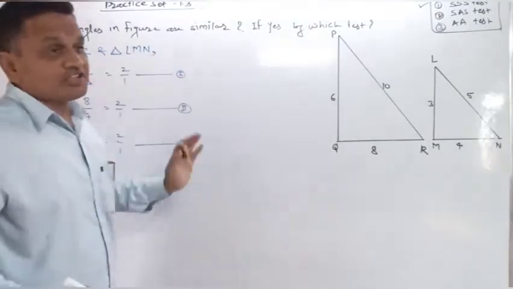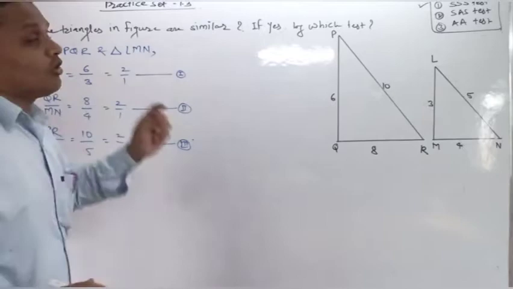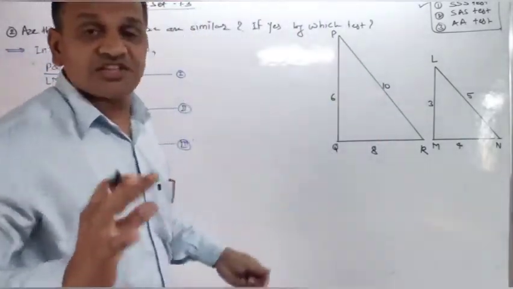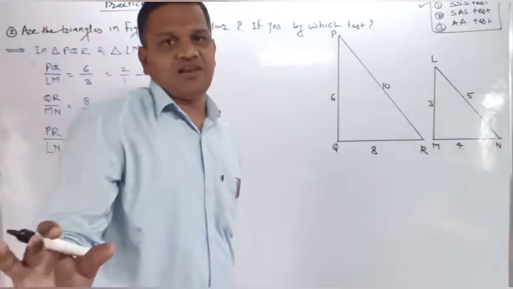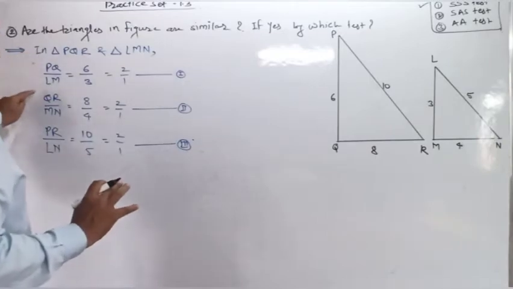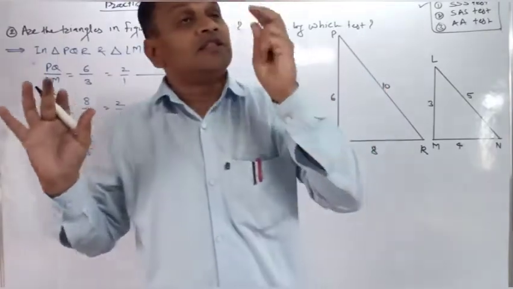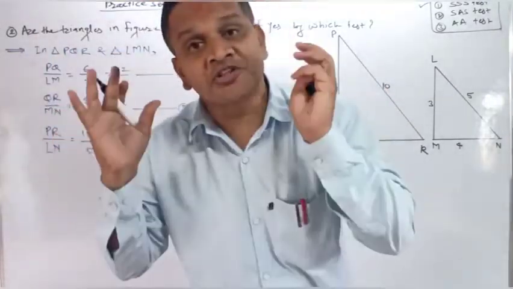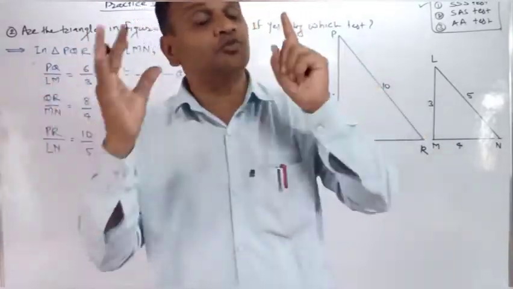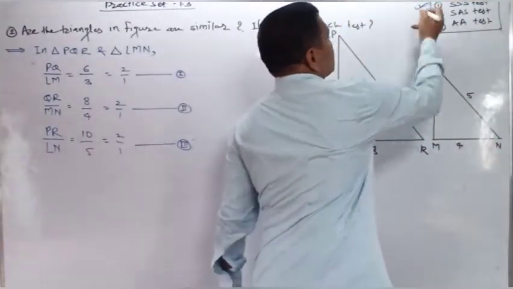Now from first, second and third, we see that the value of the ratio of corresponding sides of the two triangles is the same, is equal. That is 2 by 1, understand? Means PQ by LM is equal to QR by MN is equal to PR by LN. From first, second and third, we say that the ratio of corresponding sides of the two triangles are in proportion. The triangles are similar by SSS test for similarity, right?